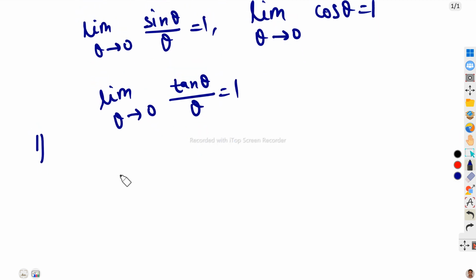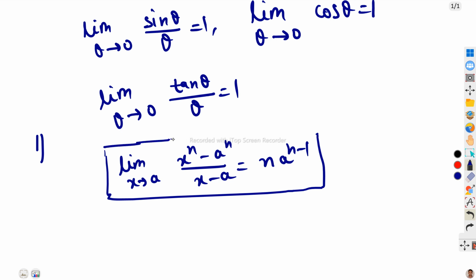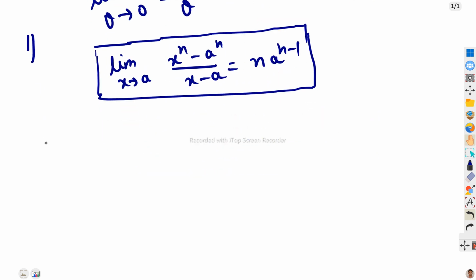The next useful formula is limit x tends to a of (x raised to power n minus a raised to power n) upon (x minus a) equals n a raised to power n minus 1. This is also a very usual formula, and we always come across this formula in the problems.